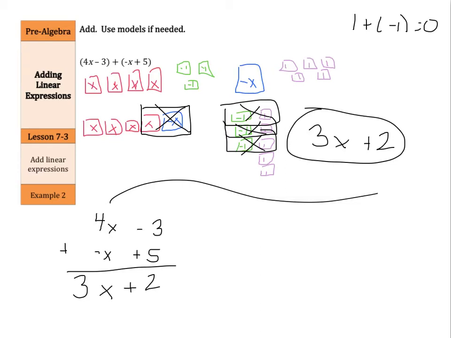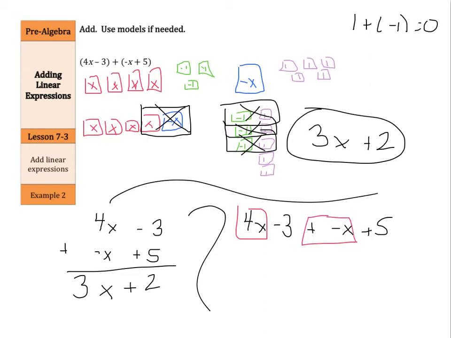So again, we get the same 3x plus 2. And if we'd like to try this just writing it out, 4x minus 3 plus a negative x plus 5, and we try our boxes around the 4x and the negative x with our circle around the negative 3 and the positive 5, we would have 4x plus negative x.